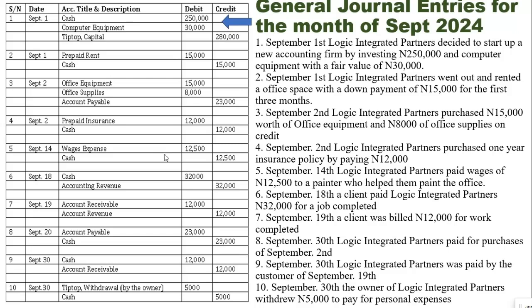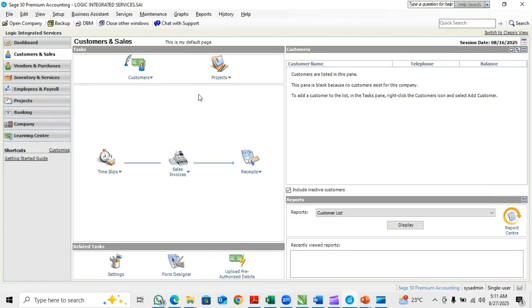Here we have September 1st. Logic Integrated Partners decided to start a new accounting firm by investing 250,000 naira and computer equipment with a fair value of 30,000 naira. So the cash account, the computer equipment and the capital accounts are being affected. First of all, in this transaction the owner of the business invested some money into the business.